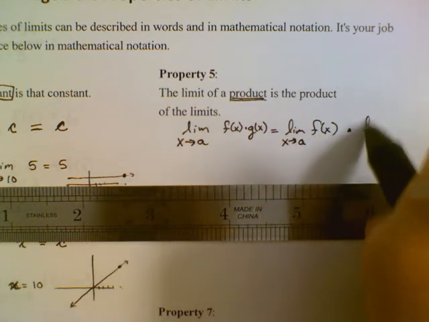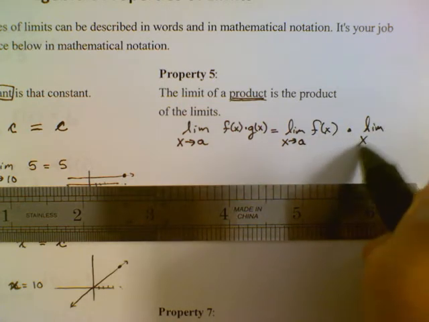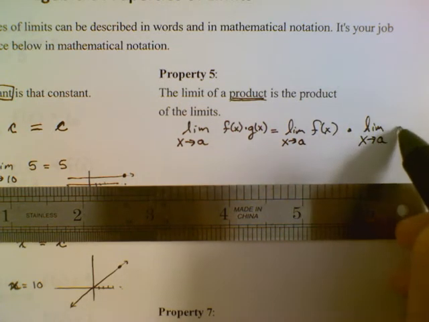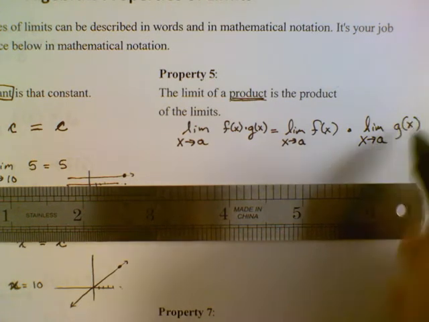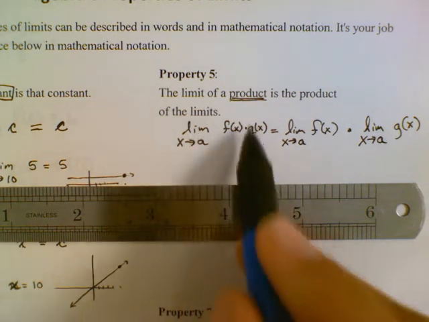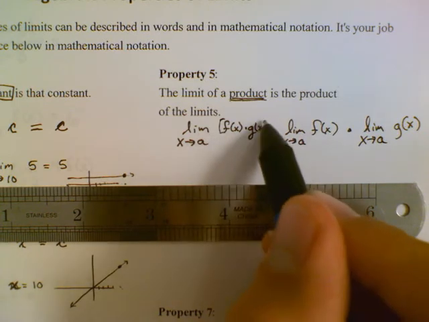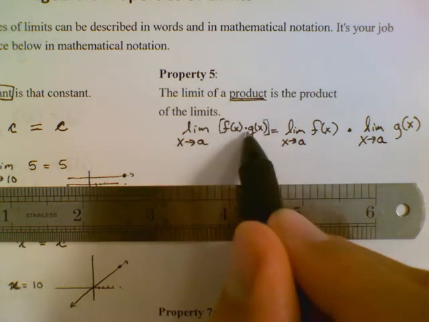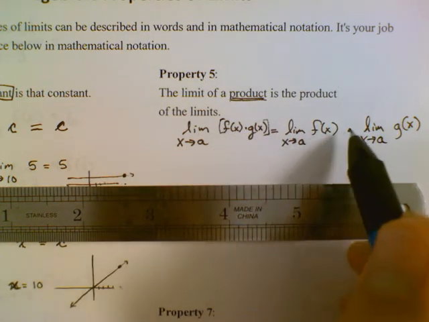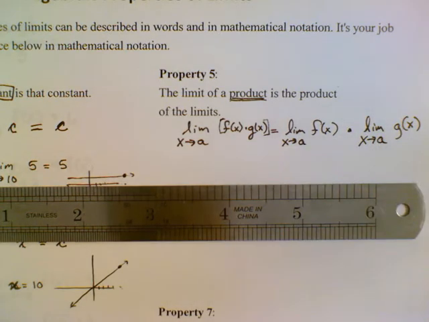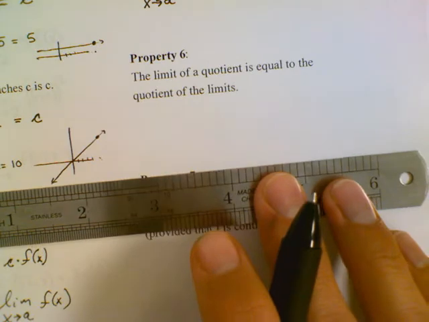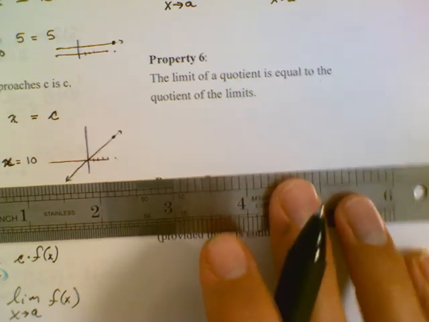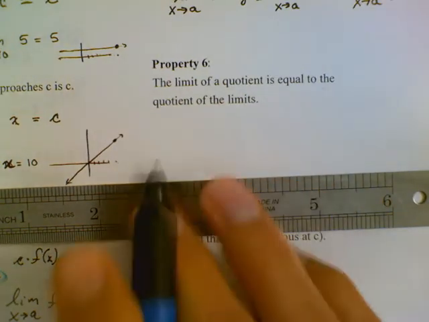And then I need a limit over here. So a limit of the products, limit of this product, maybe we could put that in brackets. Limit of a product is the product of two limits. All right. Property 6. The limit of a quotient is equal to the quotient of the limits.